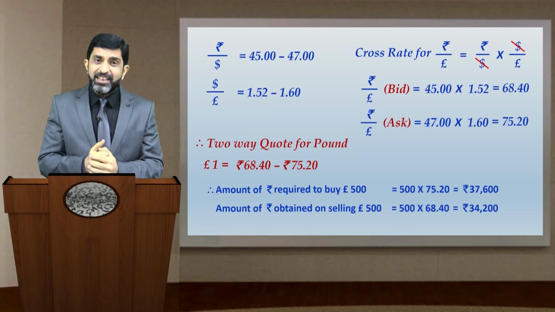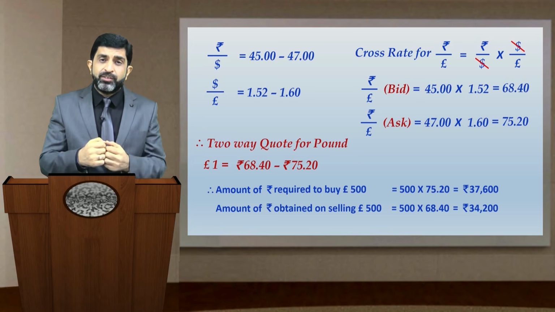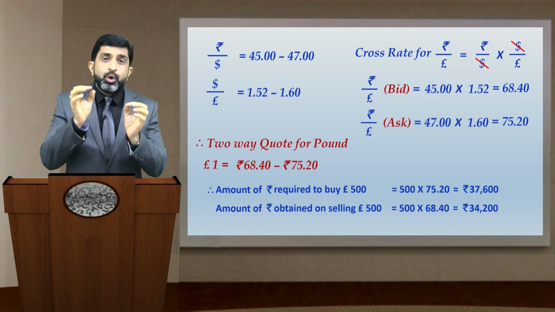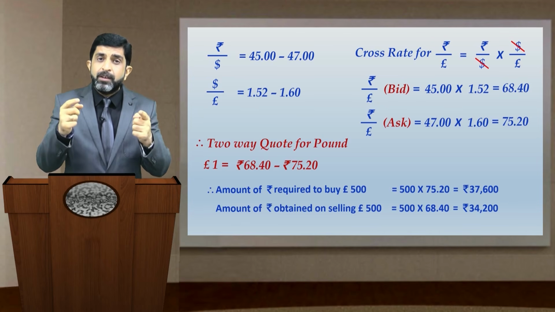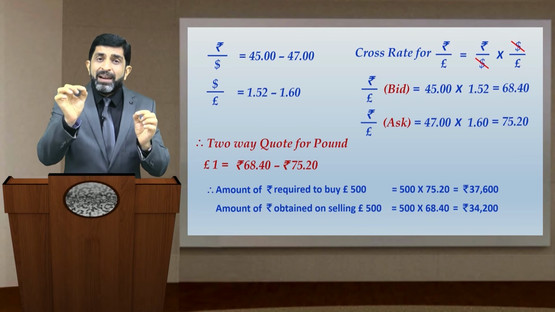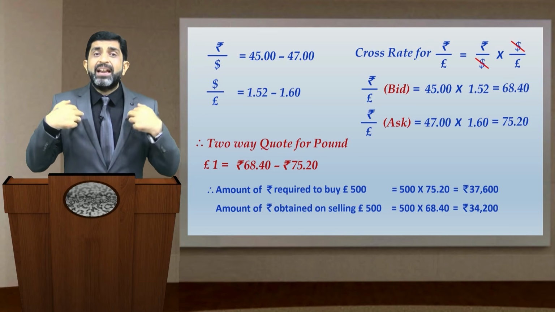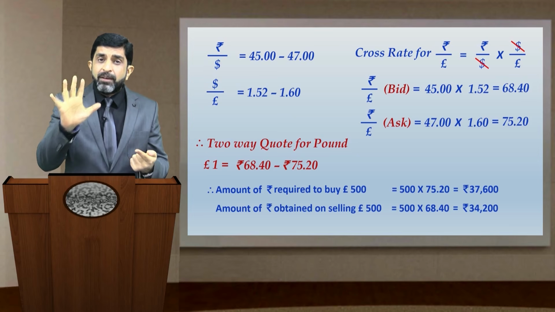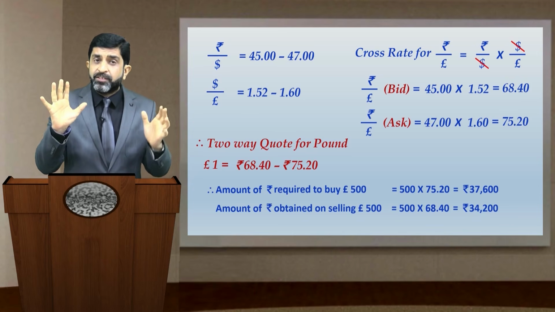Let us take the other case. That is when I have a need to sell pounds. I approach a bank and sell pounds. To sell pounds, when I am a customer, I am selling pounds to the bank. Bank will apply the bid rate, correct? Because bank will buy and as a customer I will sell. So I am selling 500 pounds. Bank will apply bid rate. Bid rate of pound is given as $1.52.